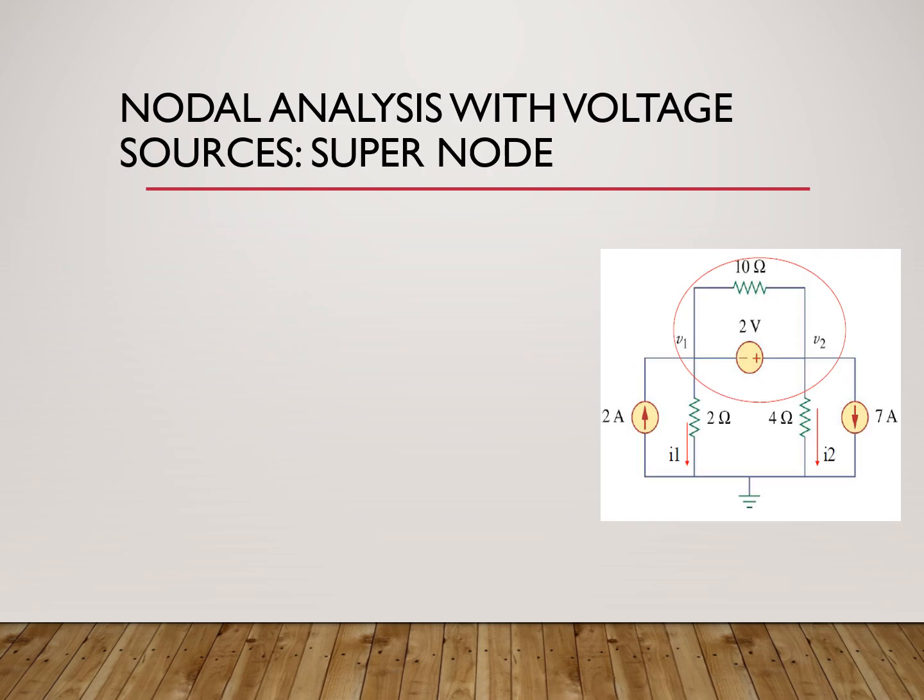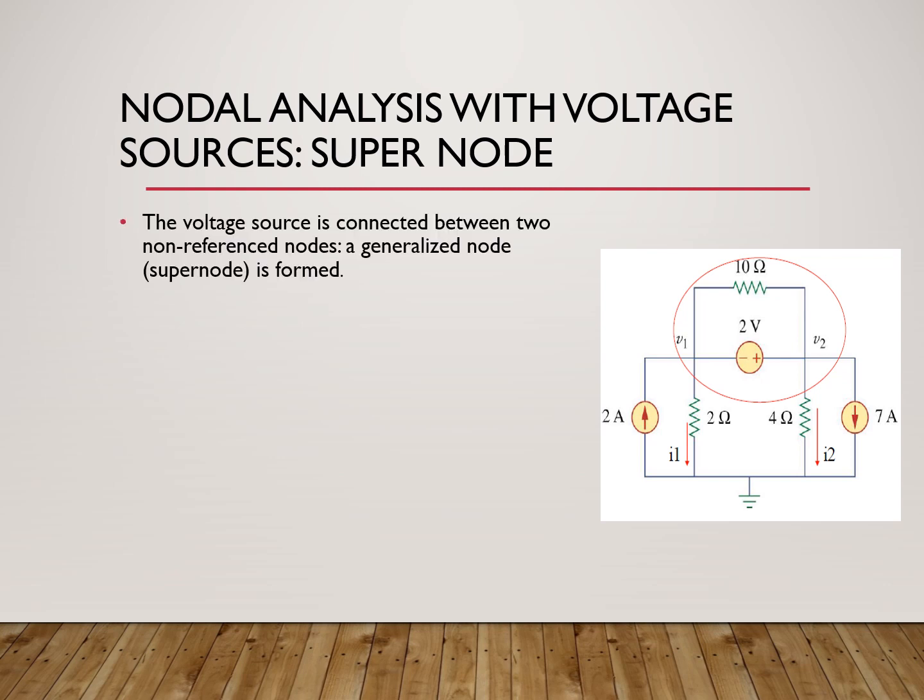Now coming to something called a super node. In nodal analysis, when there are voltage sources in between non-reference nodes, that is called a super node. So what is a super node? When a voltage source is connected between two non-reference nodes, a super node is formed. So in this case, you can see that there are two nodes V1 and V2, which are non-reference nodes. Non-reference means they are not at ground potential. This is a reference node. So V1 and V2 are non-reference nodes. And you can see that there is a voltage source between them.